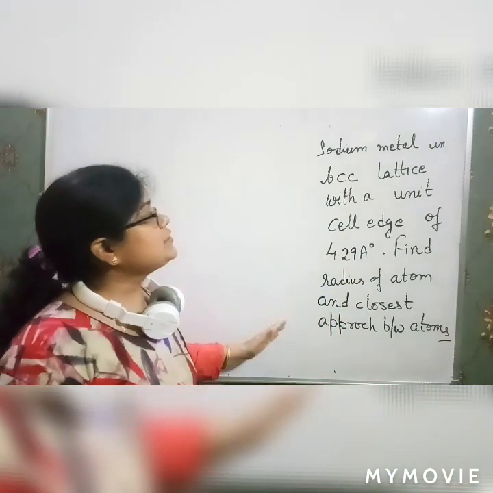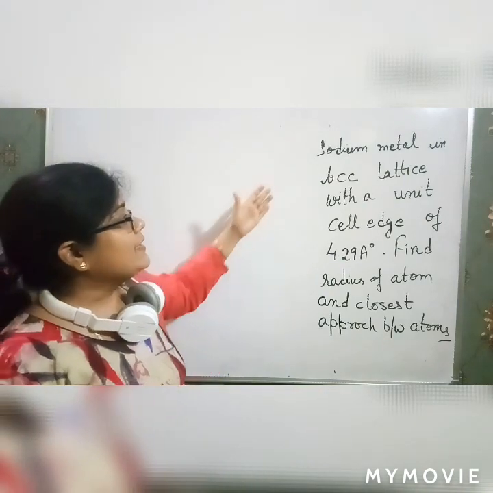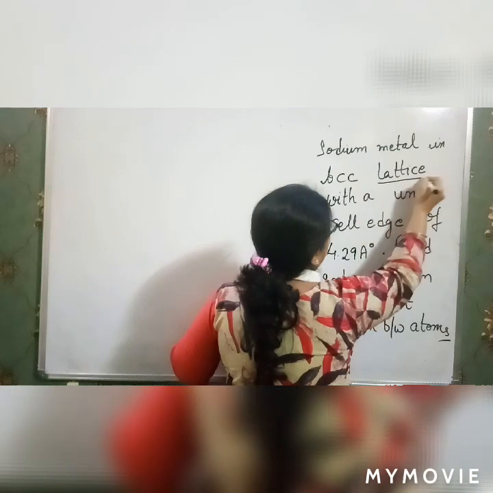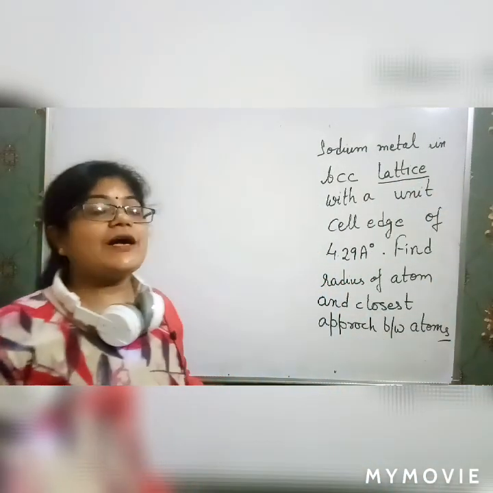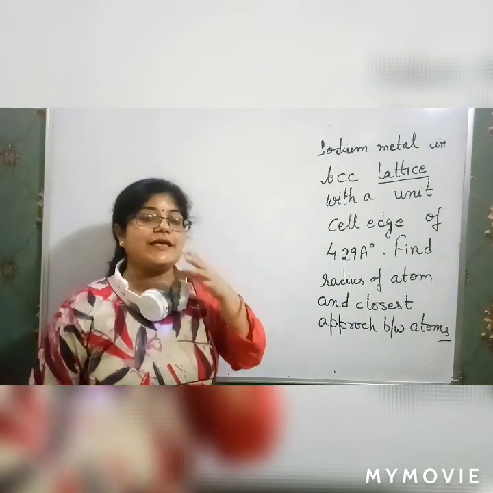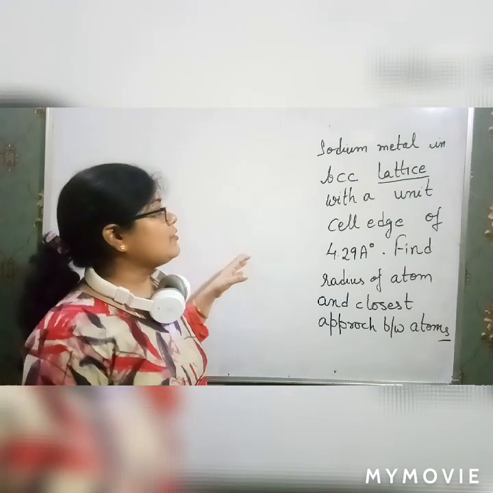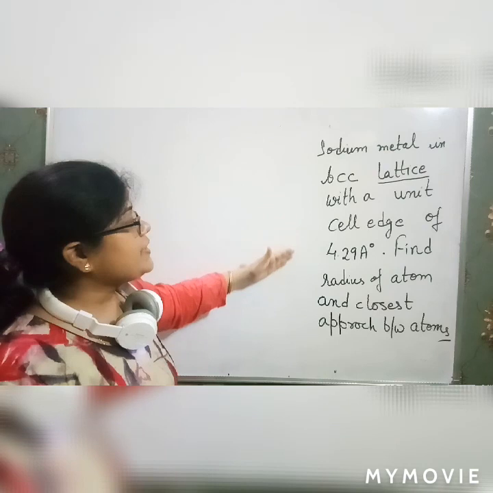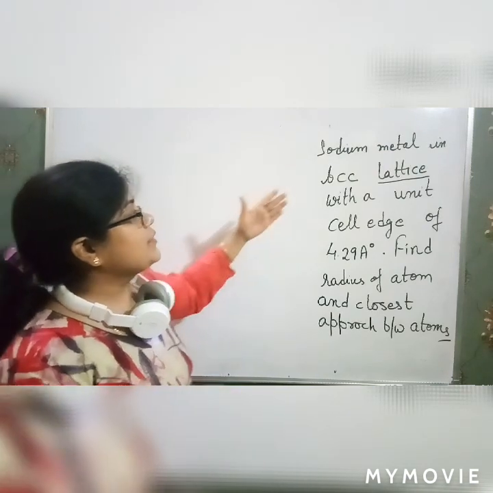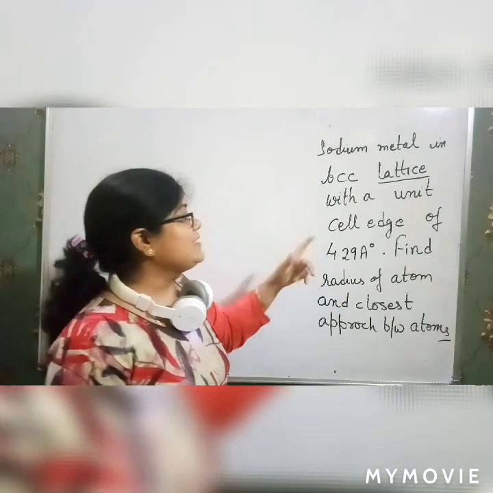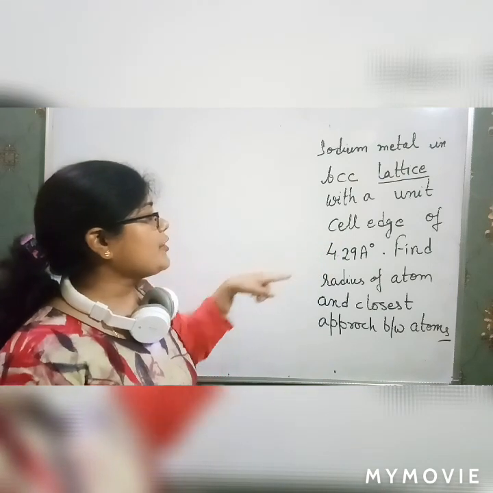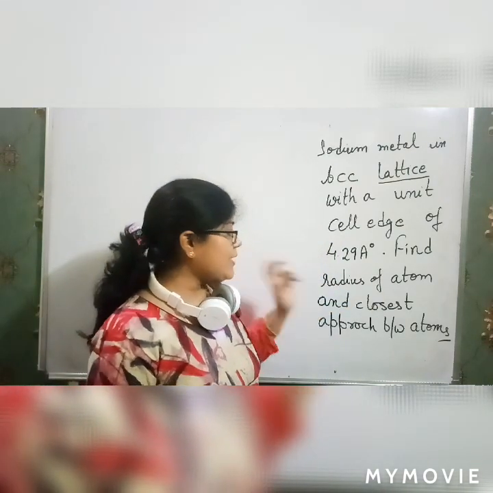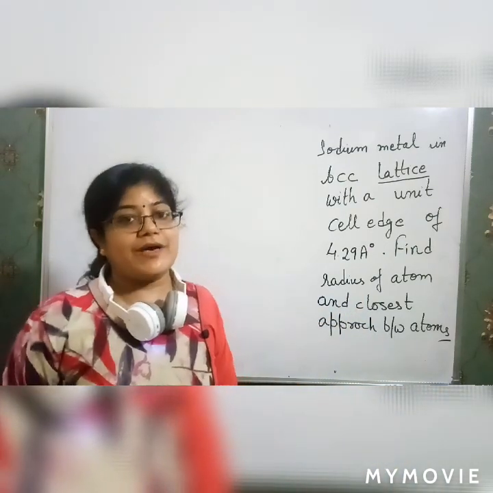This is the first question I have taken, and as you can see, this question is from the lattice. Lattice means the chapter of solid state which you have studied in standard 12, lesson first. Clear? So when we read out the question, we have sodium metal in BCC lattice having the cell edge 4.29 angstrom, and we have to find the radius of the atom and the closest approach between the two atoms.